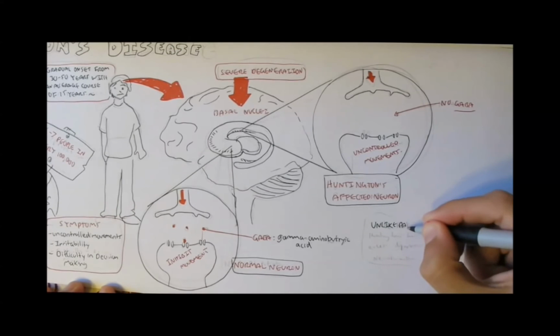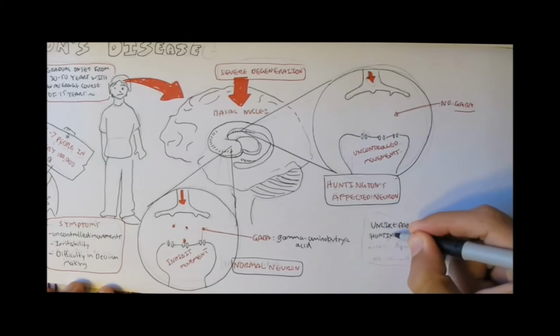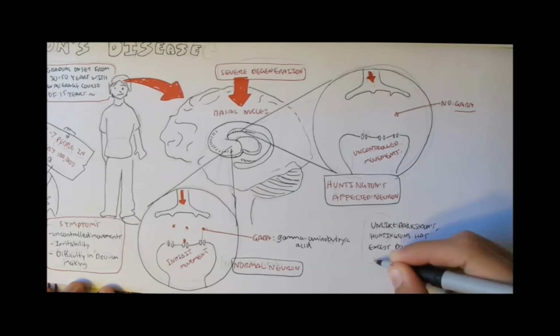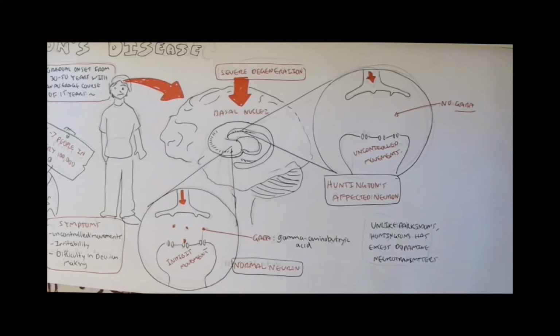Now, unlike Parkinson's, Huntington's disease has normal dopamine levels because it can still initiate precise movements. But once you want to stop a movement or change direction of a movement, such as stretching or swinging your arm, there is no GABA to stop the movement. And so you basically keep moving, like dancing, chorea. And that is a symptom associated with Huntington's.